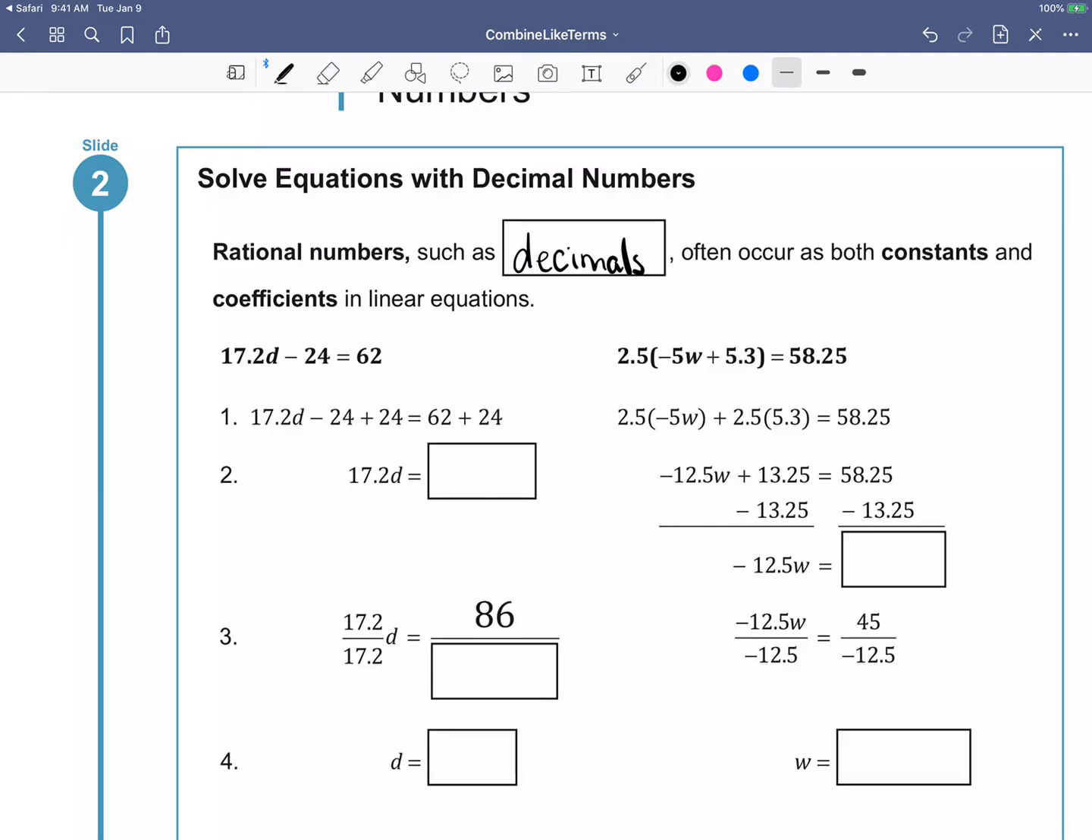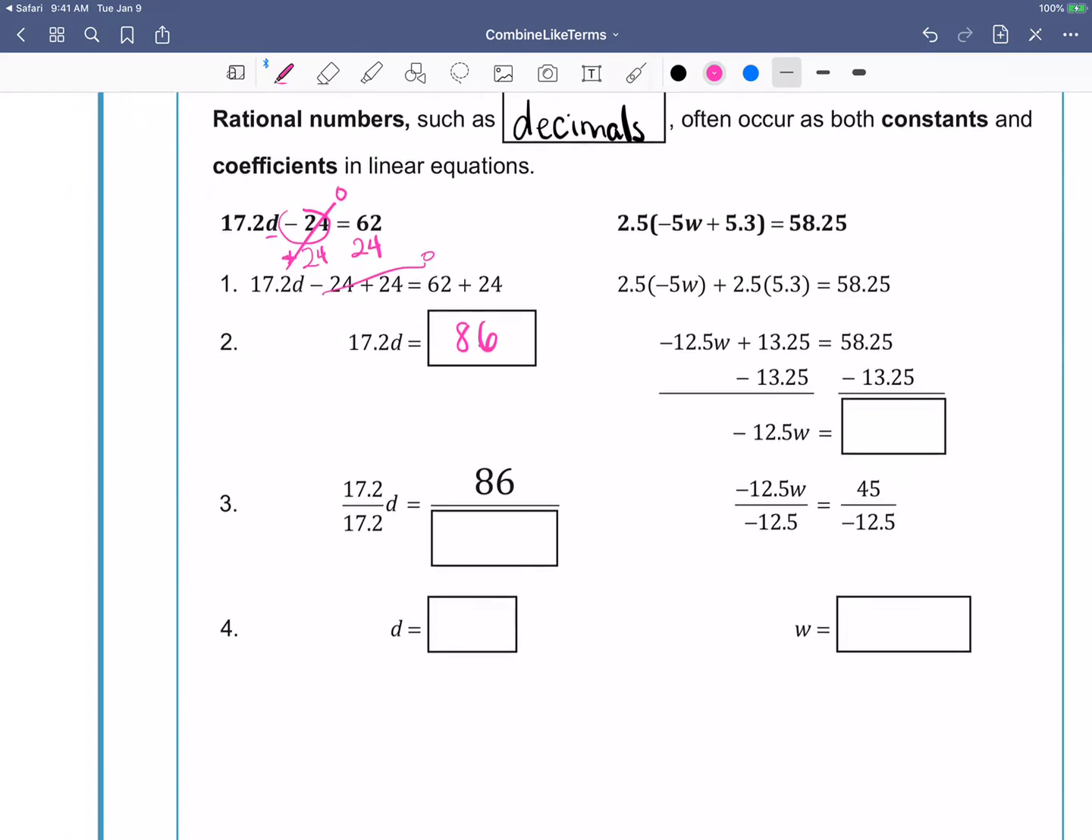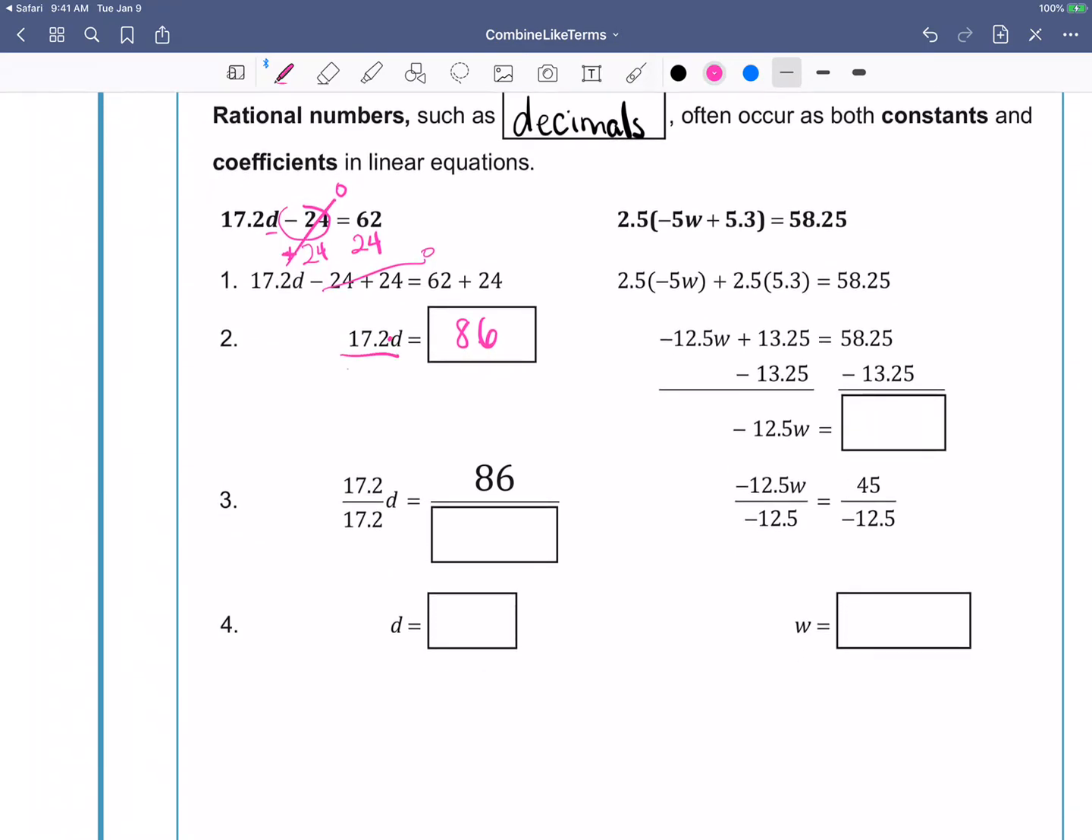So just like we had to do before, I need to move this 24 out of here because it does not have the letter, the variable. So I'm going to add 24 to both sides, right? Because minus 24 plus 24 is going to give me a 0. So I can cancel that out. I can do my work, 62 plus 24, on the side. And that's going to give me 17.2d equals 86.